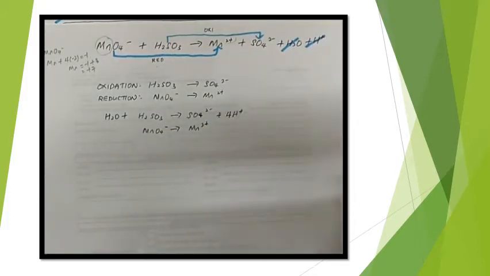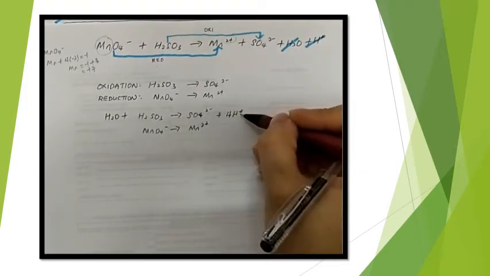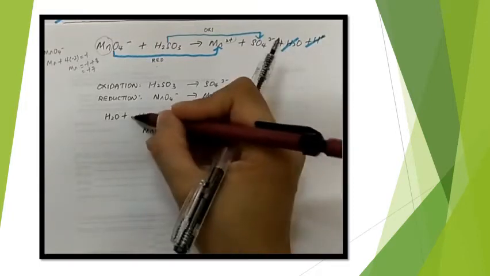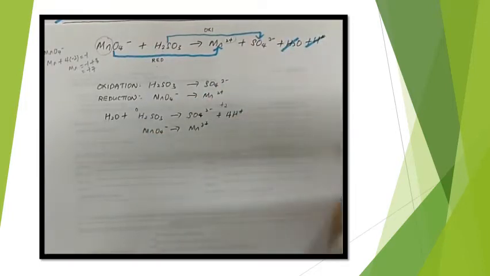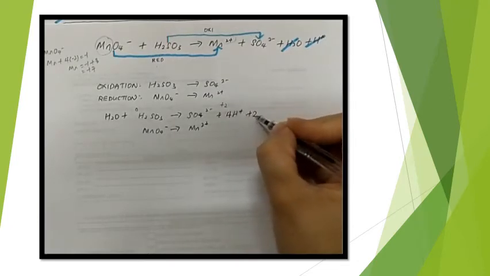Okay, after adding the H plus, you check the charge. The charge over here is -2, +4, so it's +2. Over here is 0. So I need to add the electron to the side which is more positive, so +2 electron.